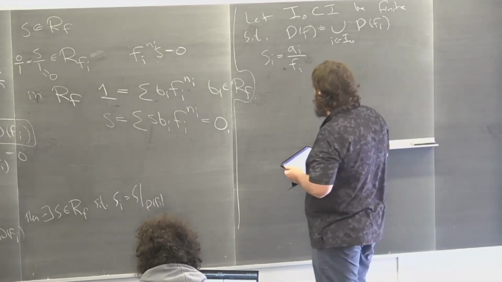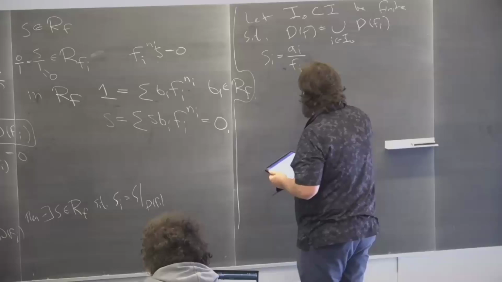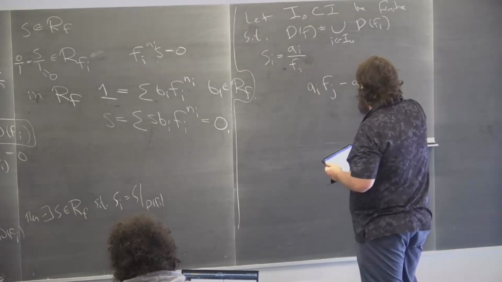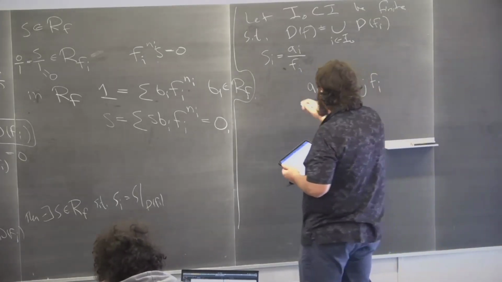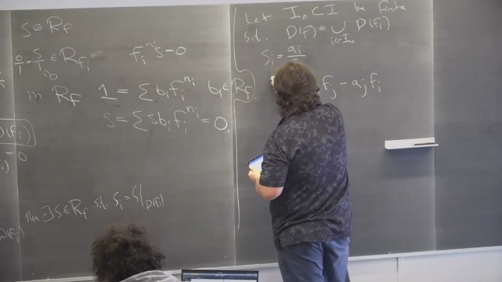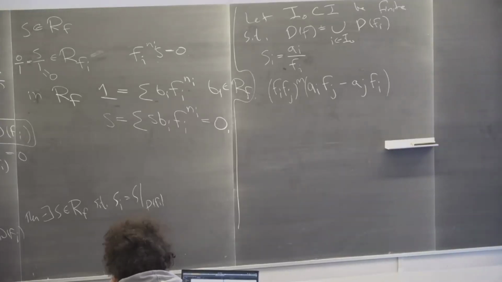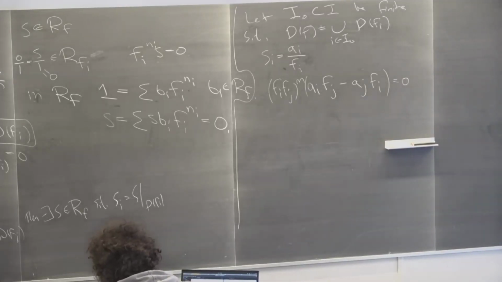All right. So then this equality becomes that if I take AiFj minus AjFi, then some power of Fi times Fj to the M times this guy is equal to 0. So again, this is a little bit annoying to have this power here. So I can use my freedom again.